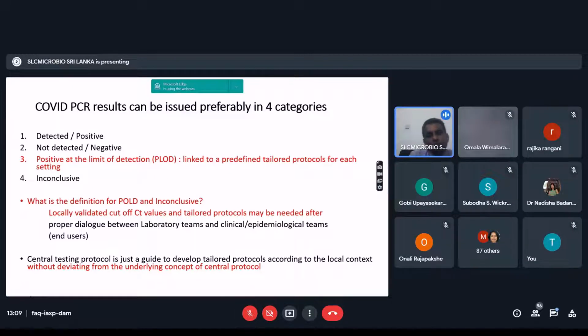That doesn't mean you can't have tailored ones in your locality. So the idea is, based on the central testing protocol, to have your own tailored protocols according to the context. But you should not deviate from the concept of the central protocol. So you need to understand the concept of the central protocol. You should not deviate from the concept, but you can have some alterations, options.